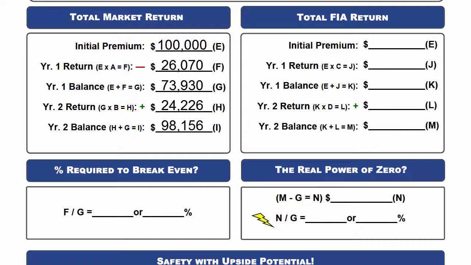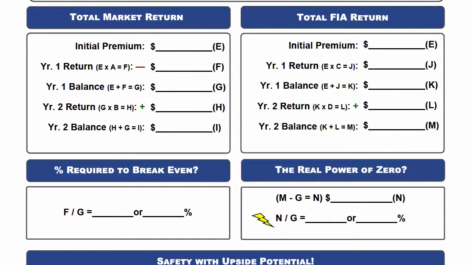So if we took the value of the return at the end of year 1, $26,070, and we divide it by the value of our account at the end of year 1, that tells us that we would need a 0.3526 return, or in other words, 35.26% return, in order to break even at the end of year 2. All right, so we got 32% of the market. We needed 35.26.